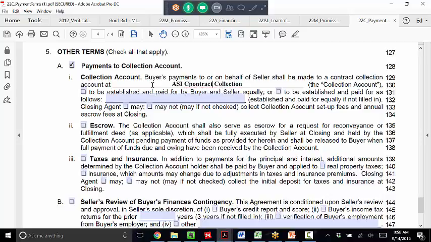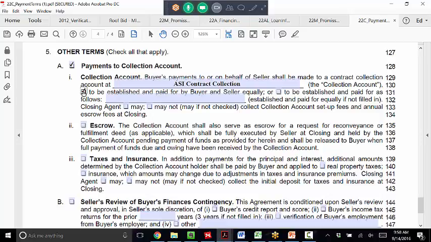So I can type and spell. Right? To be established and paid for by buyer and seller equally, or to be established and paid for as follows. Most commonly, they just split it, right? Because it benefits both the buyer and the seller to set this up. So typically they will split the costs. And the costs are like $25 to set up the account and then $4 a month to process the payment.